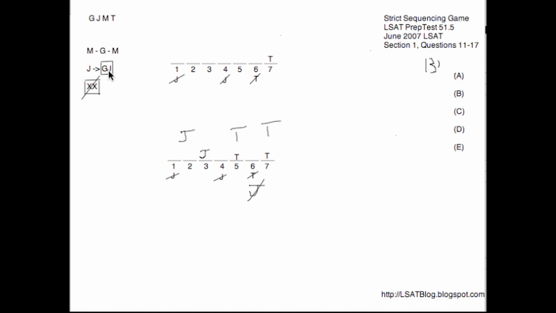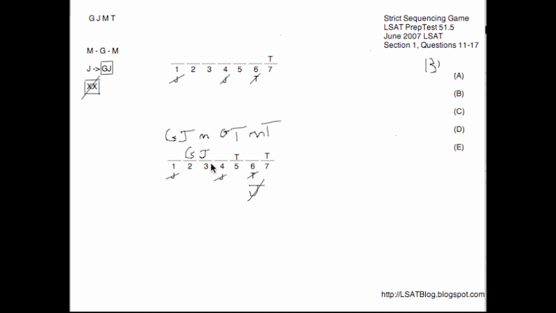Whenever we have J, we have G occurring immediately before it, so when J is on 3, G is on 2, and when J is on 2, G is on 1. Now, of course, we have to have M before G before M, so in the top possibility here, that means M is going to go on 3, G is going to go on 4, and M is going to go on 6. So we have GJM, GT, MT.